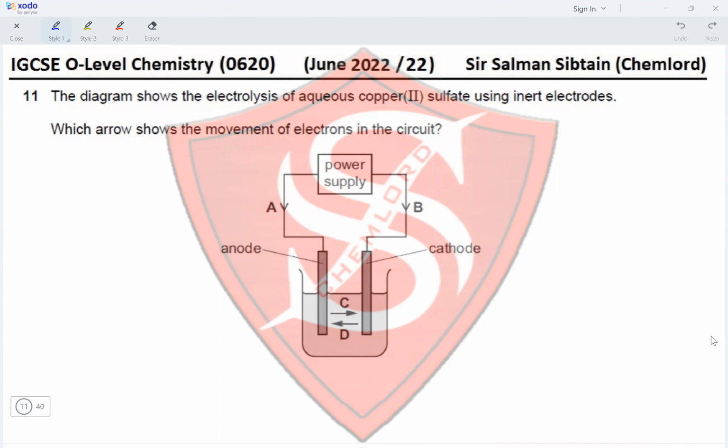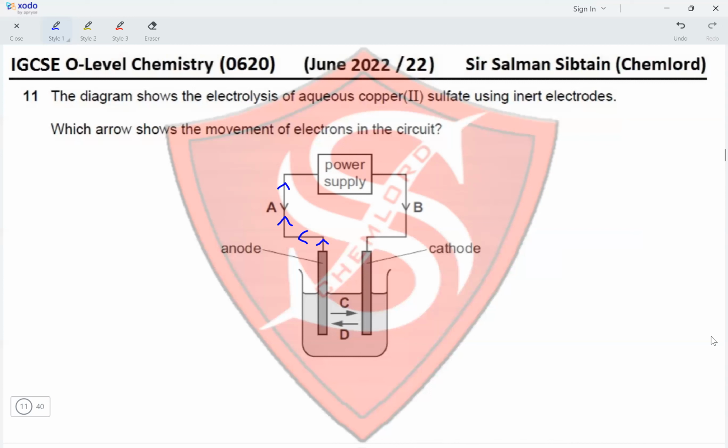So electrons would be produced at the anode because the anode is where oxidation occurs, and oxidation is loss of electrons. So loss of electrons here is from the anode. So electrons will move away from the anode. So this is the direction of movement of electrons.